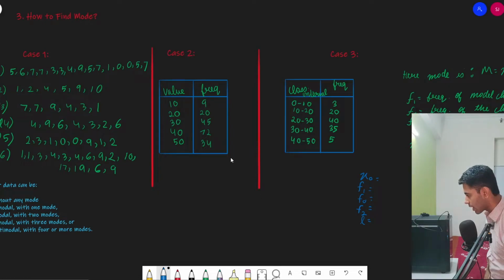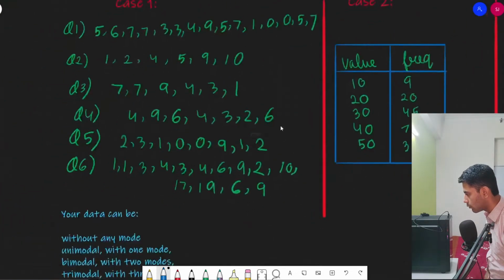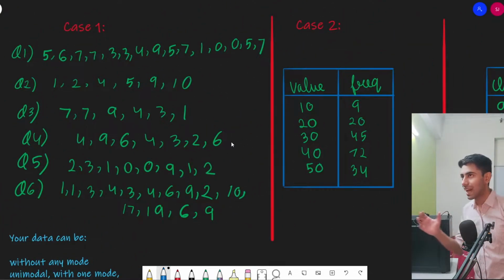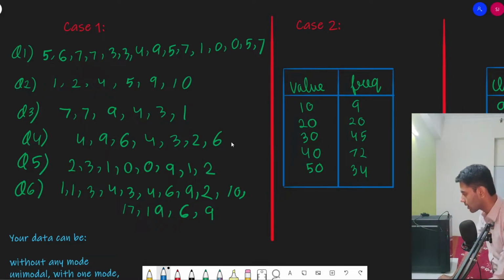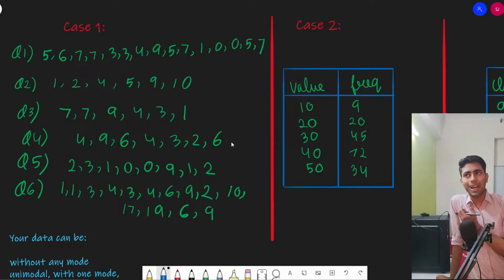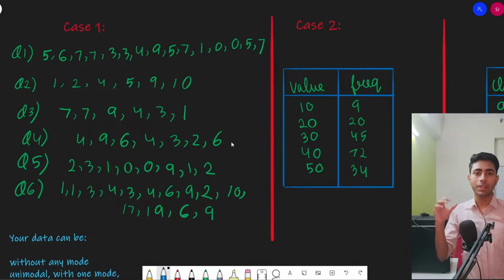So let us first start with case 1, that is whenever we have a data set that is present in a sequence, or I can say it is ungrouped. Here in this case, we already know that mode is that value of a dataset that occurs the maximum number of times. It can be 1, it can be 2, it can be 3, it can be 4 or more than 4, and it can also be 0. But if in a dataset all the data points occur an equal number of times, then there will be no mode.